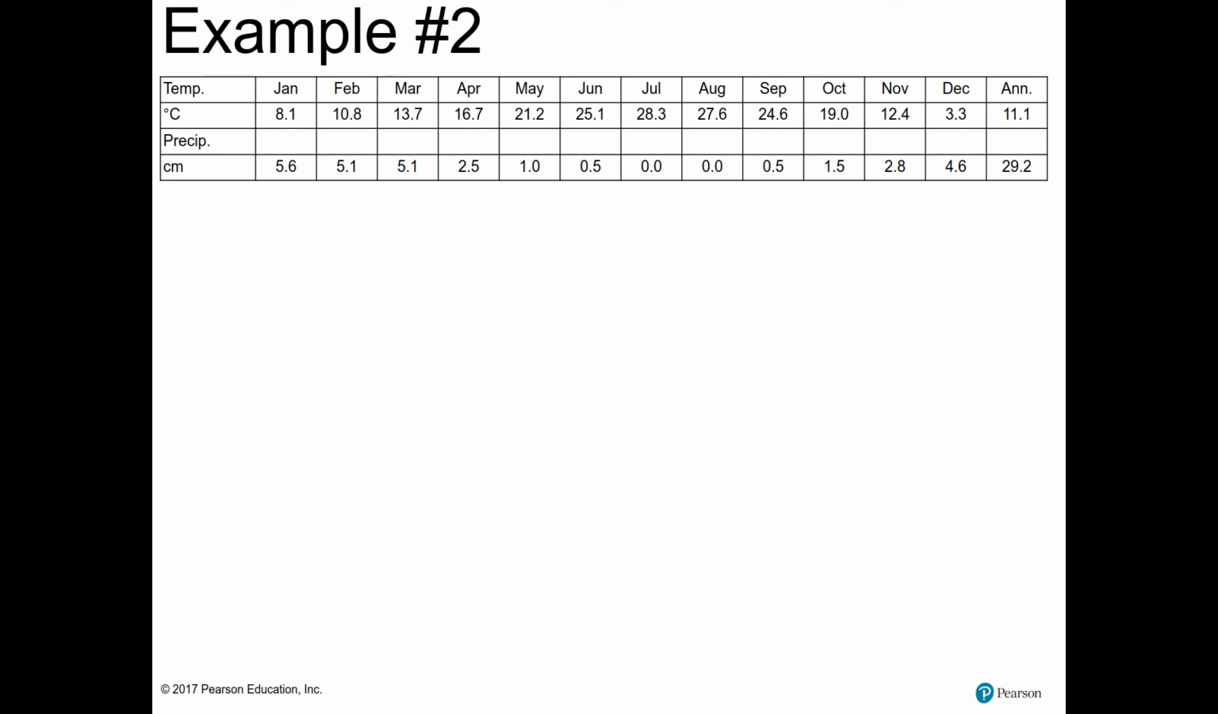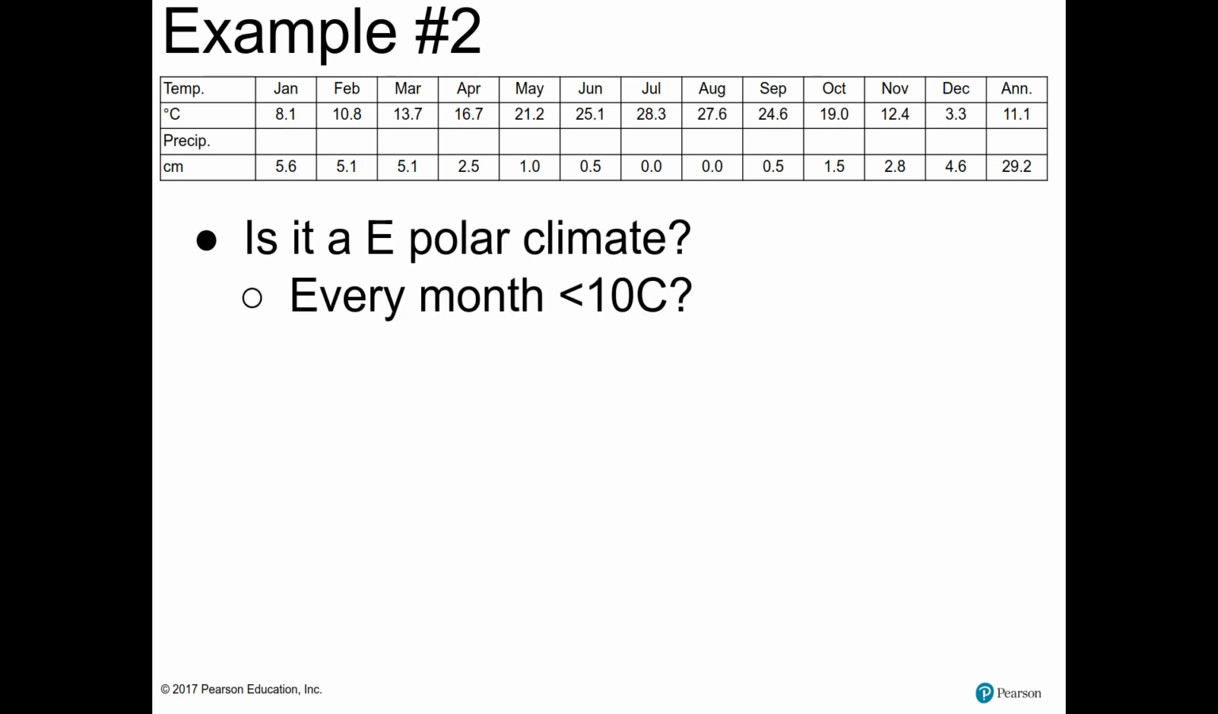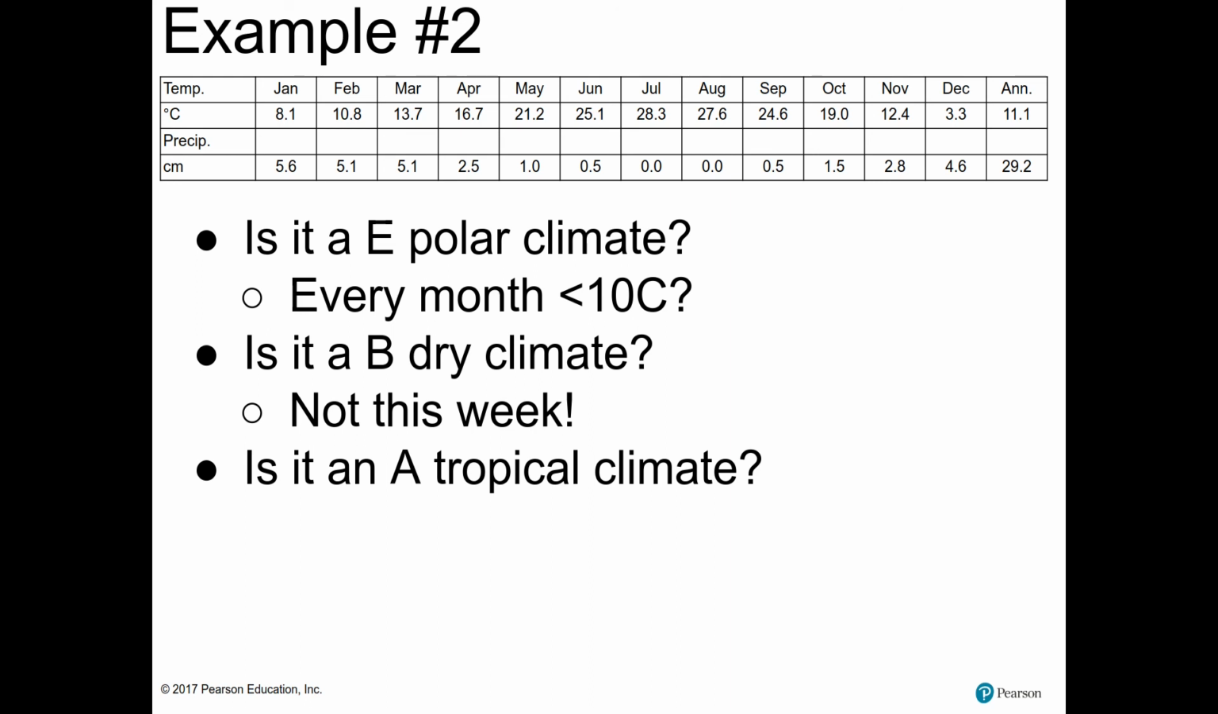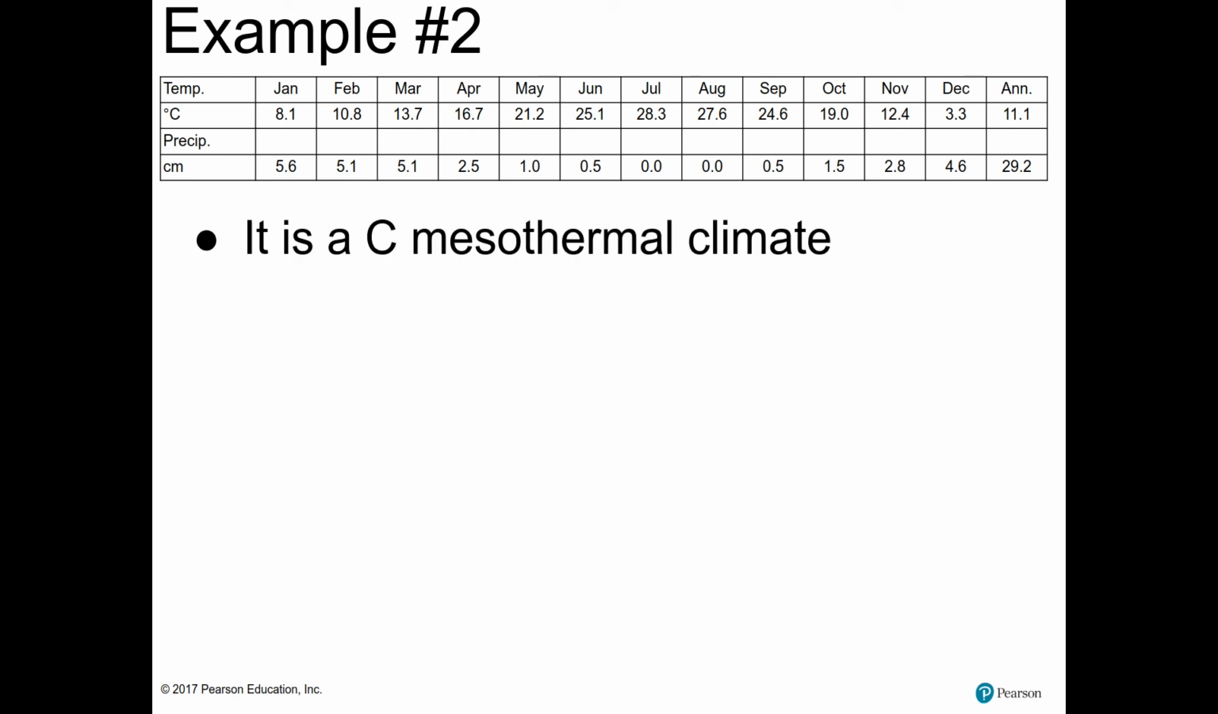Example number 2. So is it a polar climate? Is every month below 10 Celsius? No. Is it a dry climate? Not this month, or not this week. Is it a tropical climate? Is every month over 18 Celsius? Heck no. December's 3.3. Is it a C climate?